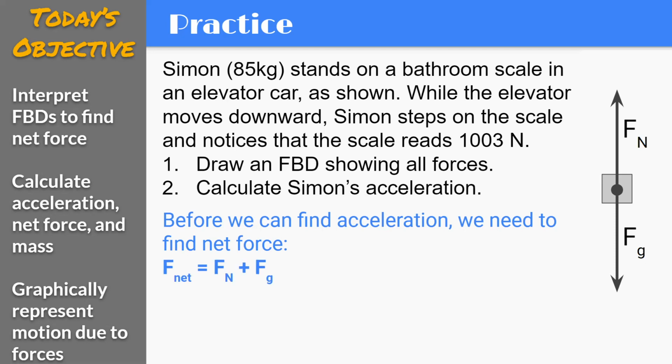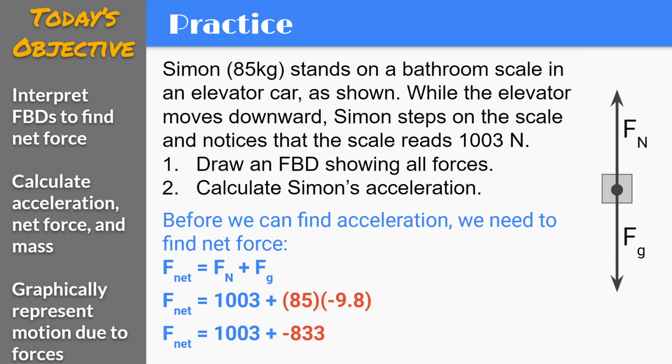And I can find my net force as the sum of my forces, Fn plus Fg. Fn is positive, Fg, though, is going to be negative. Okay, Fg is m times g, which is 85 times negative 9.8. Okay, so I have my Fn, 1003, plus Fg, 85 times negative 9.8, which happens to be negative 833. And I get a net force of positive 170 newtons.